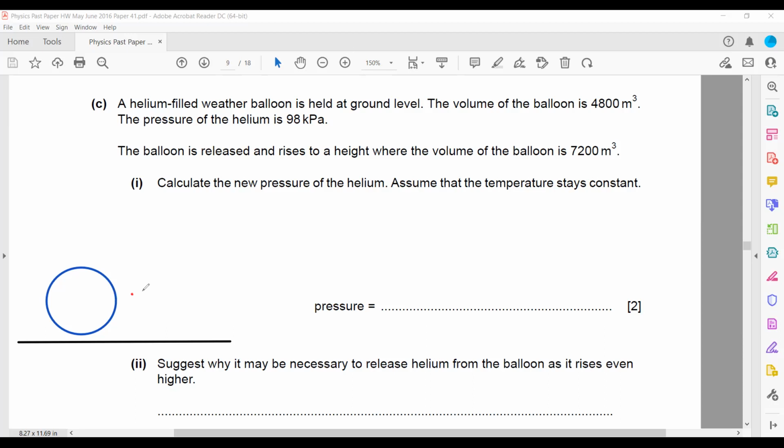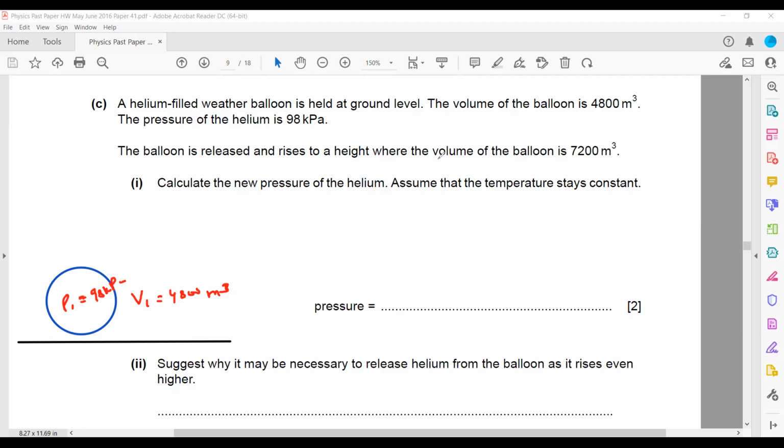So here we know the volume. The first volume is 4,800 meter cube, and the first pressure is 98 kilopascal, because the outside and inside pressure are the same. Otherwise, if outside pressure is more, then the balloon size should decrease, and if inside pressure is more, the balloon will explode. So we consider that it is balanced. So it is 98 kilopascal or 98,000 pascal.